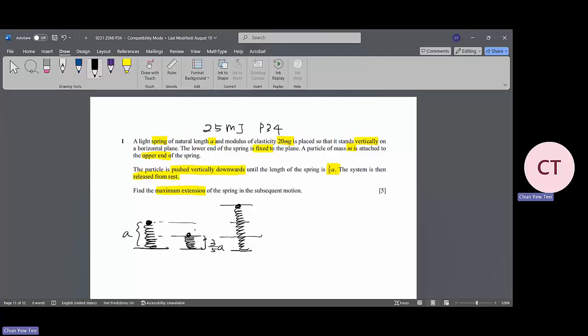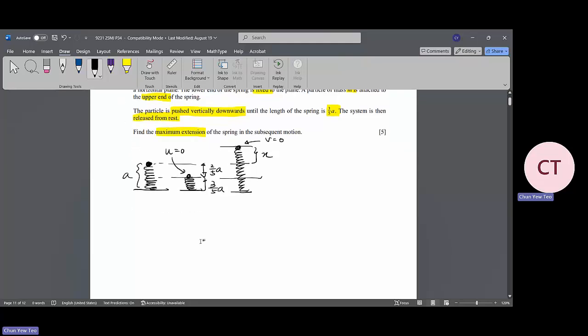So what we can see is that the spring has been pressed with a length of 2/5a. Then this is your maximum extension, x. When you have a maximum extension, your v will be 0. When you first release, your u is also 0. So from here, we will be using the conservation of energy to do it.